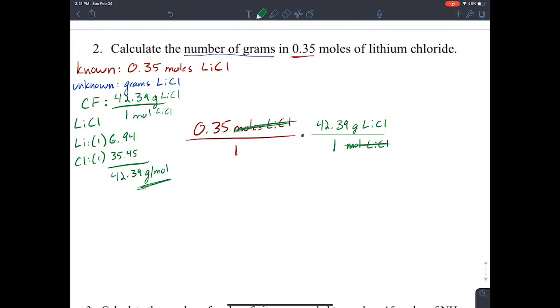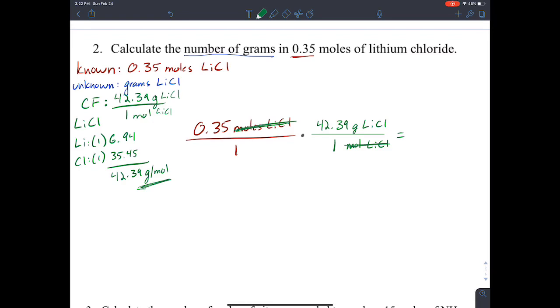So then it just turns into 0.35 times 42.39, which makes sense because we have that many moles, and there's that many grams in each mole, so it's just a multiplication. So we multiply that, and we are going to get, let me see, however many digits you get.